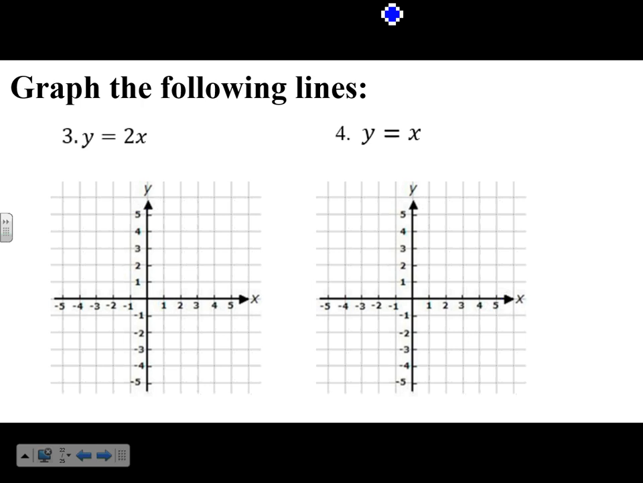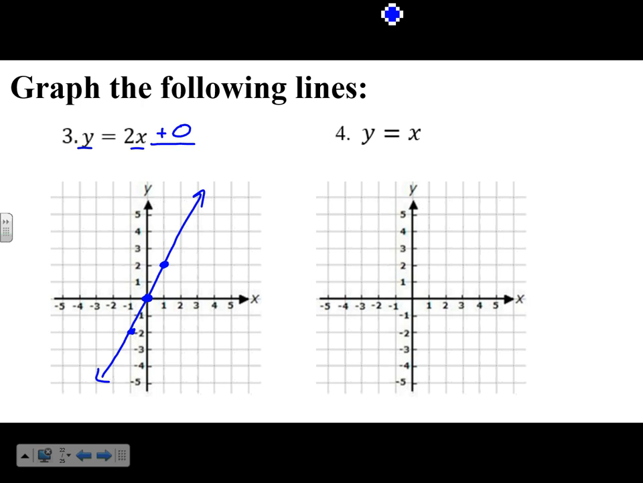Y is equal to 2x. So this one is a little bit of a harder one. There is no y-intercept. Well, if there's no y-intercept, that means it's plus 0. But it's not horizontal and it's not vertical because we have a y and an x. The y-intercept is just 0. The slope is up 2 over 1 or down 2 over 1 to your left. Either one works.